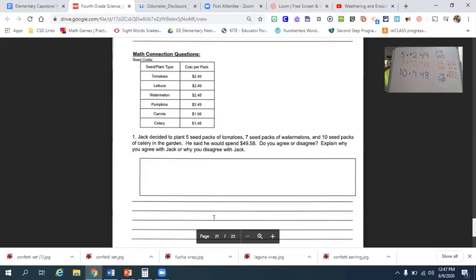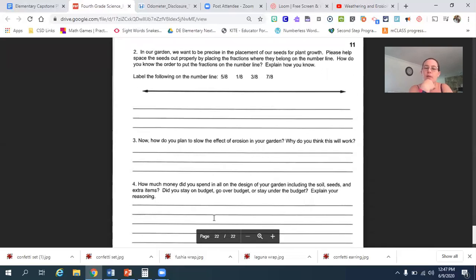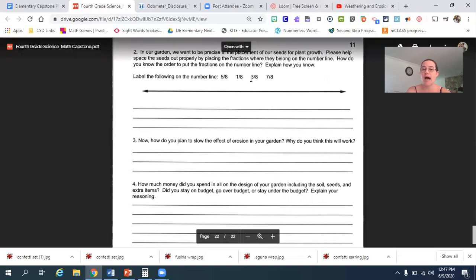All right, so number 2. Number 2 goes, guys, and it's looking at fractions. So in your garden, we want to be precise in the placement of our seeds for plant growth. Please help space the seeds out properly by placing the fractions where they belong on the number line. How do you know the order to put the fractions on the number line? Explain how you know. So remember earlier, a few weeks ago, we talked about fractions and said the bottom number is the total of pieces, right? The top number is kind of like how many parts of that whole. So this is 5 parts of the whole. This is 1 part of the whole, 3 parts of the whole, and 7 parts of the whole. The whole only has 8 pieces in it.